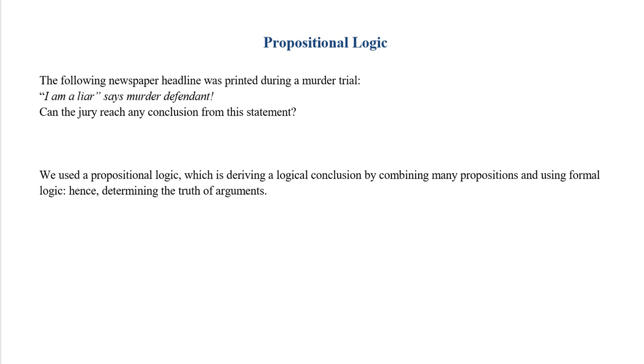So here is one case. If the defendant is indeed a liar, then he makes a false statement and therefore he is not a liar. But if the defendant is not a liar, then he made a true statement, so he could not say "I'm a liar." The jury here cannot reach any conclusion from this statement.